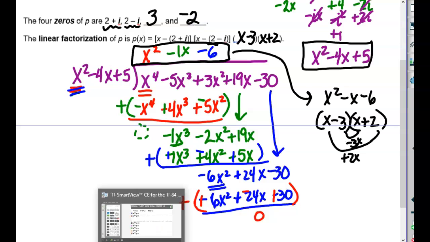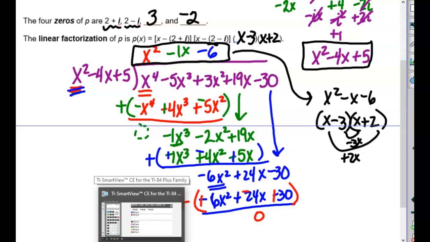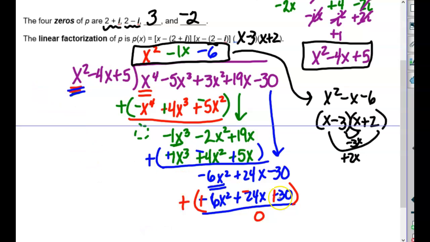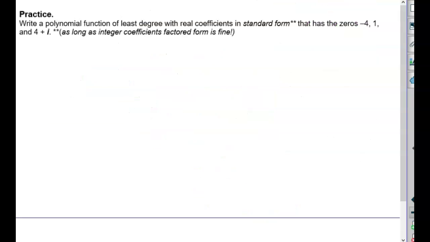Could we have graphed this and found 3 and negative 2 as real zeros? Yeah. Would that have been way easier than what we did? Yes. I just wanted to do it one time because I'm not going to make you do it this way. We're going to graph to find the other zeros. Okay. So this is practice writing. We're going to do one more with this disgusting 4 plus i business.